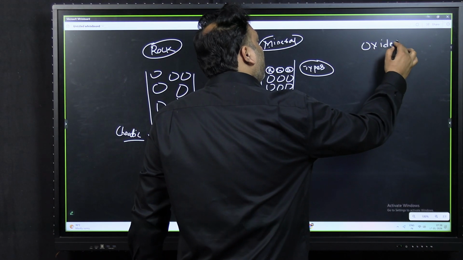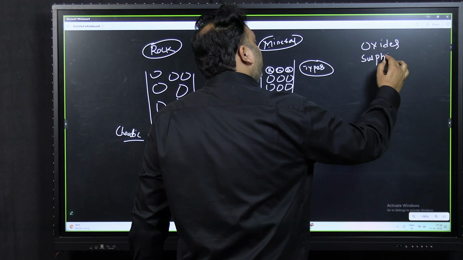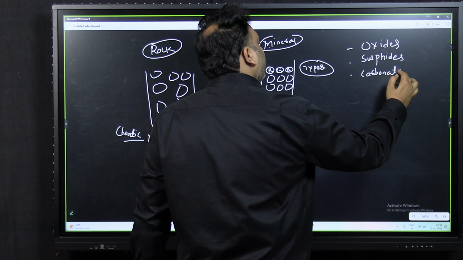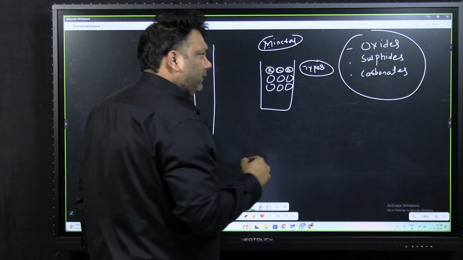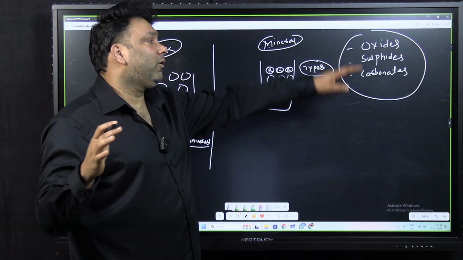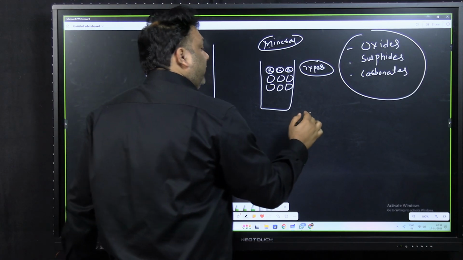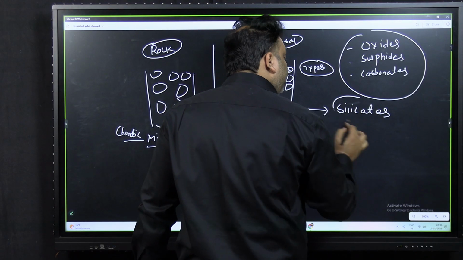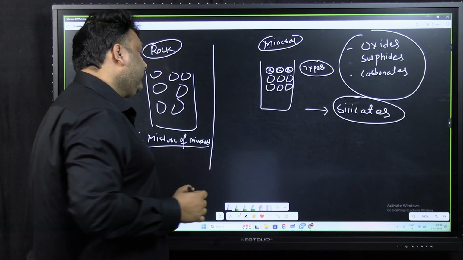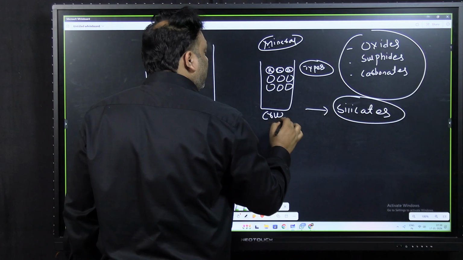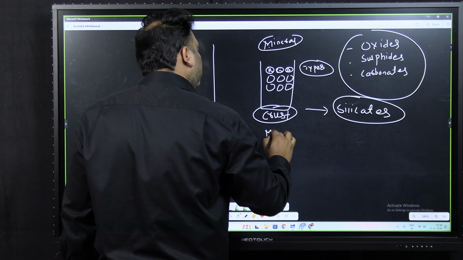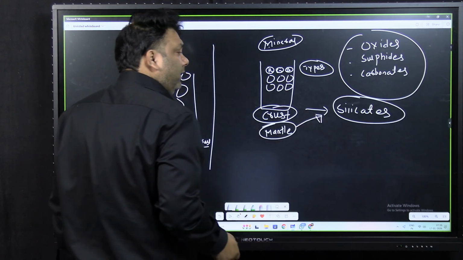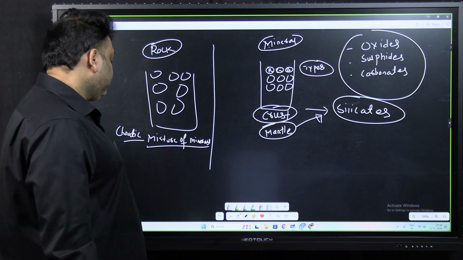Minerals can be oxides, sulfides, carbonates, etc. You will have various types of minerals. But as far as geography is concerned, we are not concerned about all these minerals. We are concerned about silicates. These minerals are very important. Why silicates? Because your crust on which you are living and your mantle, which is responsible for most of the geological processes, both are made up of silicates.